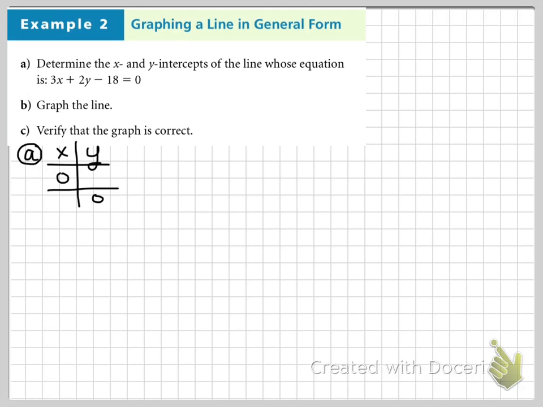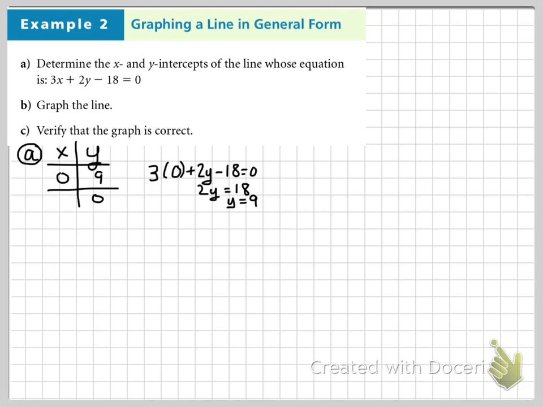So the first thing you're going to do is plug 0 in where the x is. That's going to give you 3 times 0 plus 2y minus 18 equals 0. Now I'm going to be left with 3 times 0 is 0. So 2y minus 18 is 0, or 2y equals 18. And divide both sides by 2, and y will equal 9.